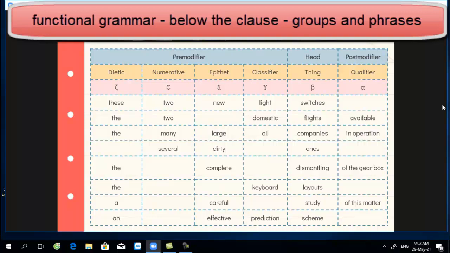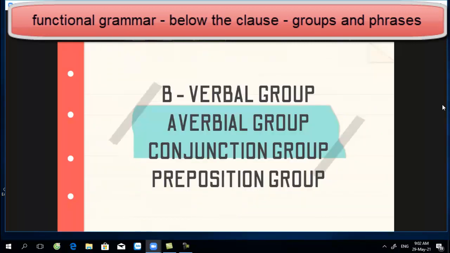The last part, there are some examples for my part, the nominal group. So you can see on the screen, there are some clauses. Yeah, please, that's all for my part.